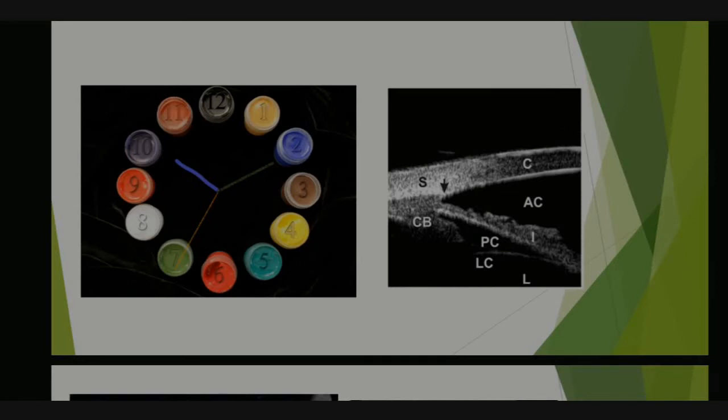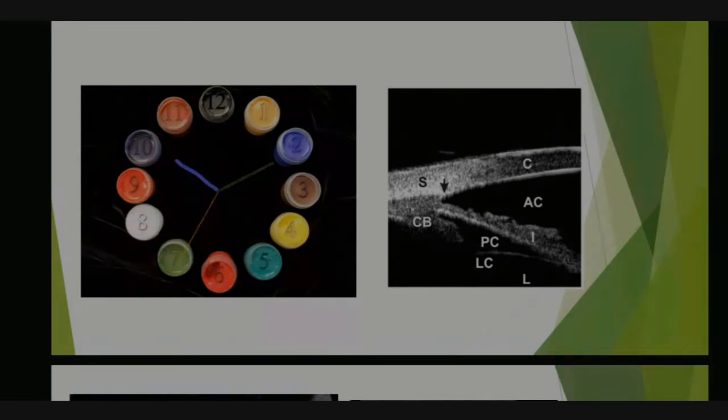If you are going to take the 3 o'clock hour, where do you position the probe? In the right eye, I will ask the patient to look at the temporal side, and I'll place my probe on the nasal side, so that I'm scanning the 3 o'clock hour. Understood? The red arrow mark will be towards the temporal side only.